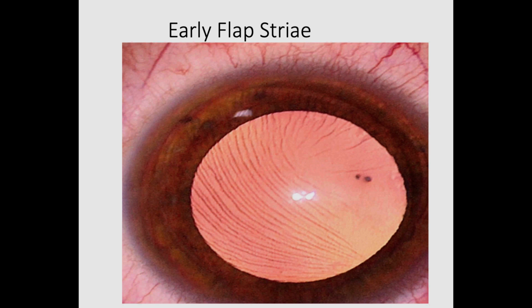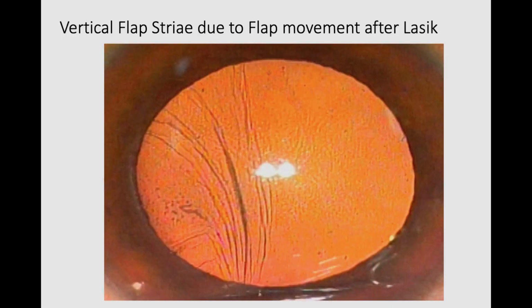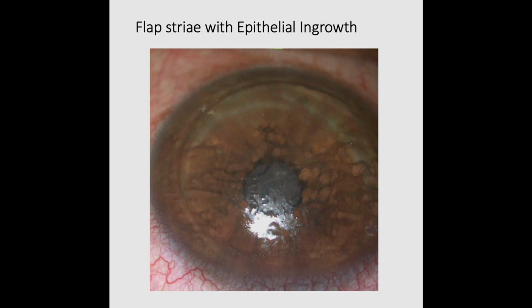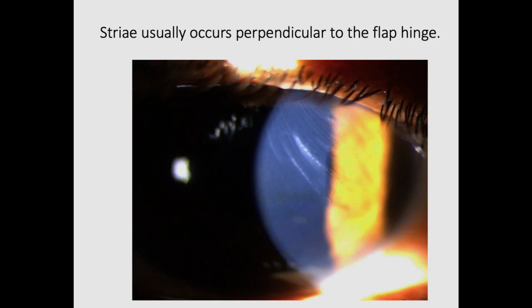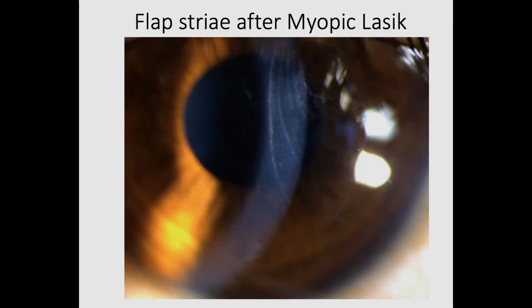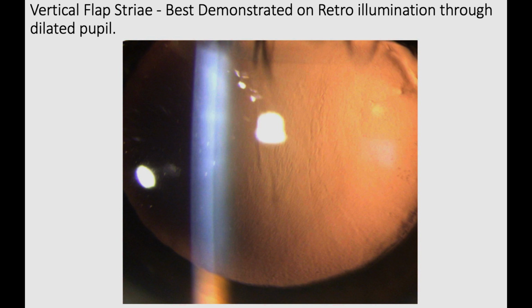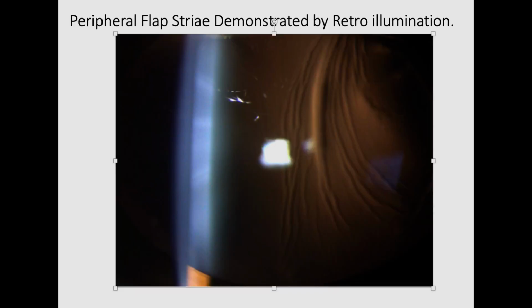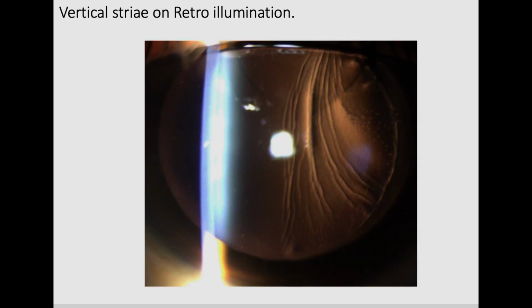Flap-based LASIK has been a popular and successful procedure for many years, with millions of eyes having undergone LASIK, yet occasionally we come across complications such as micro or macro striae with or without epithelial ingrowth, seen in the early or late post-operative period, which are often associated with trauma or eye rubbing. Occasionally, striae can produce significant visual discomfort, especially when involving the visual axis.